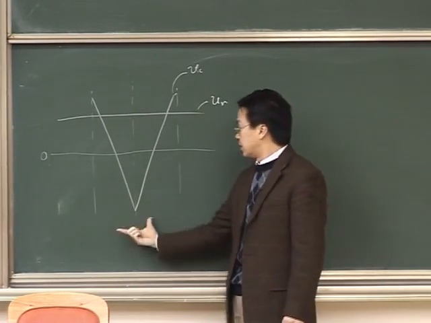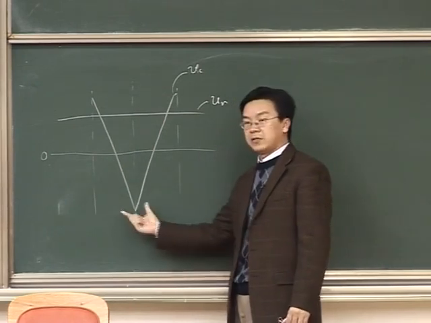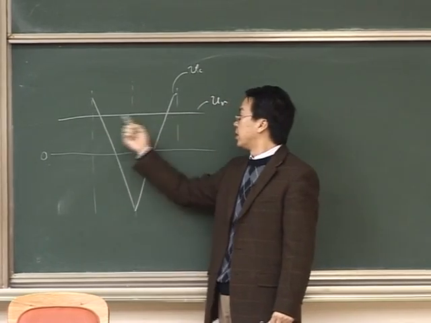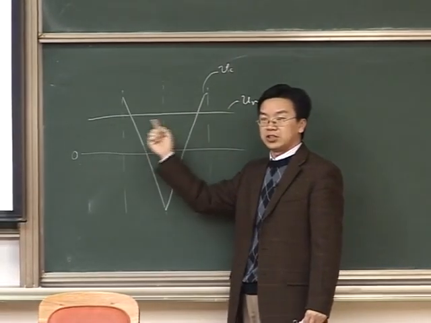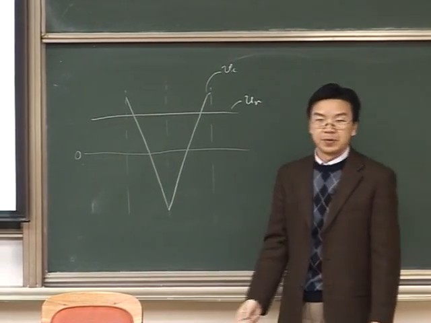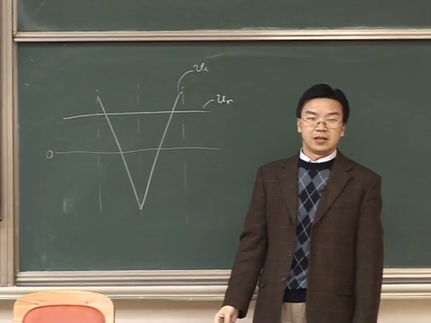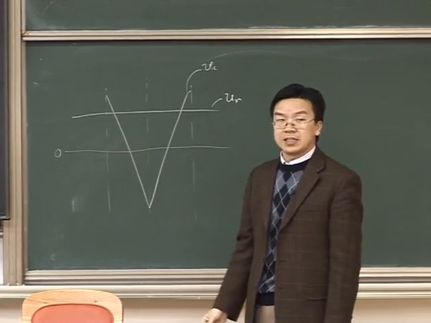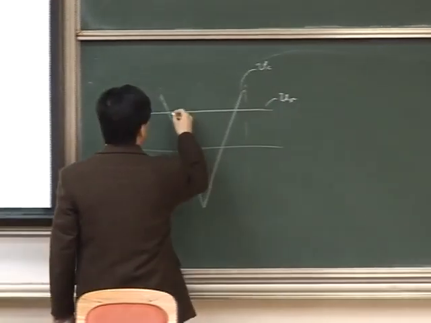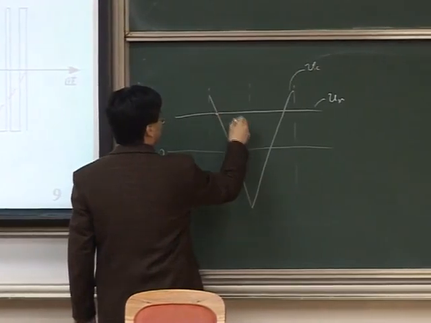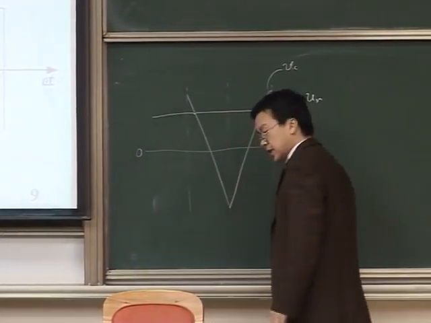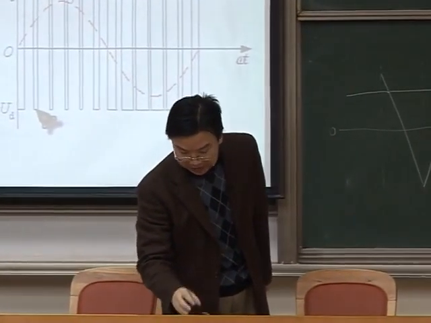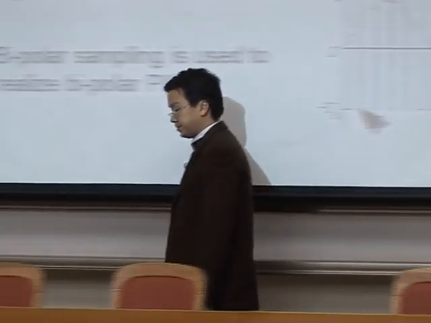Because this one period of triangular wave is very short, I always assume this modulating signal is constant, does not change within one triangular period. Then the basic idea of this sampling technique is that the intersection points, this is one point, this is another point, determine the leading edge and the trailing edge of the square wave pulses.